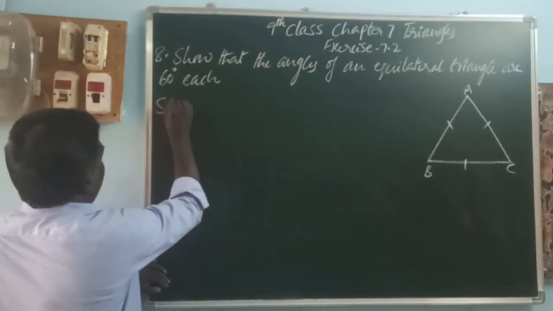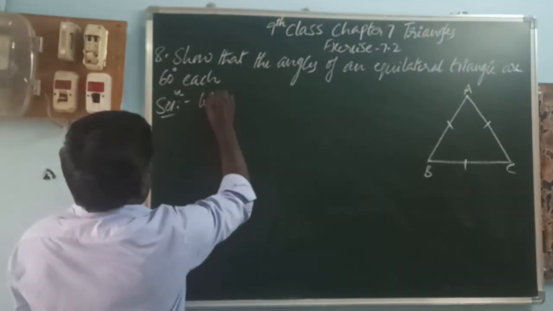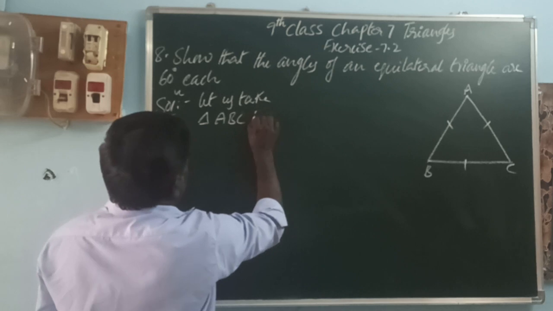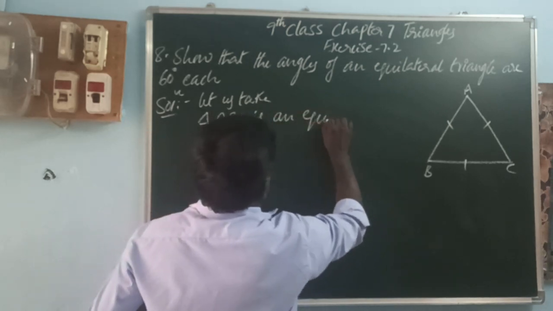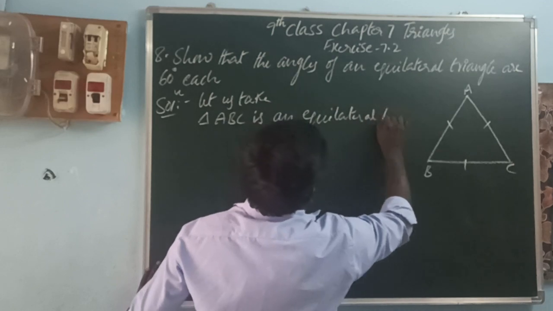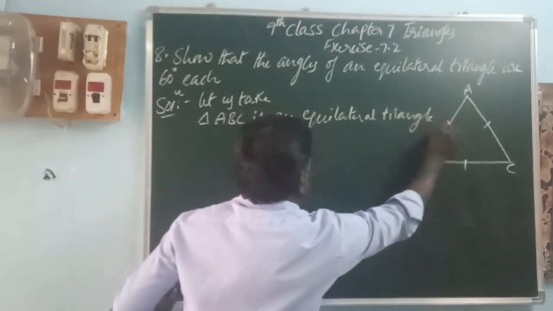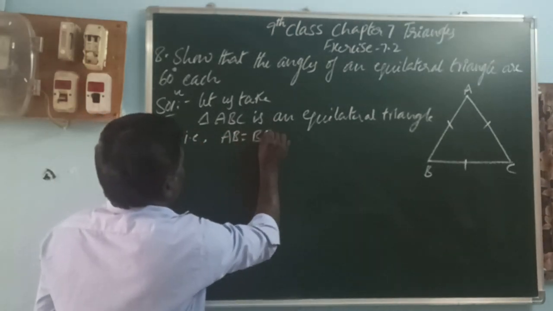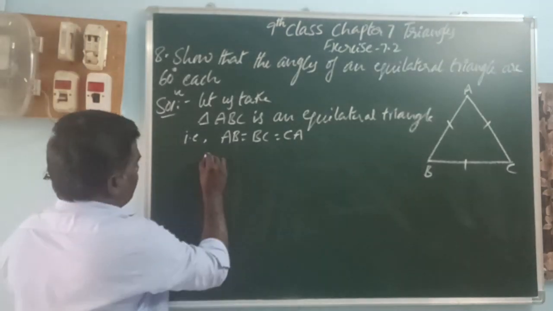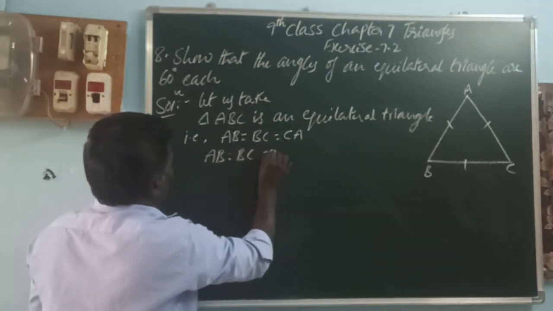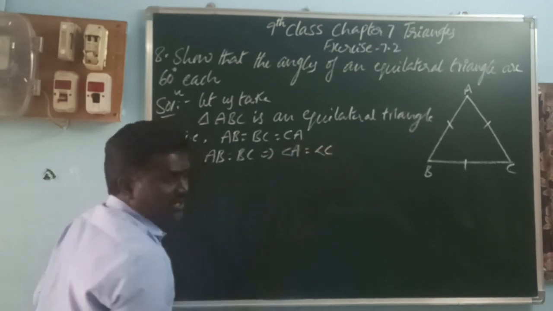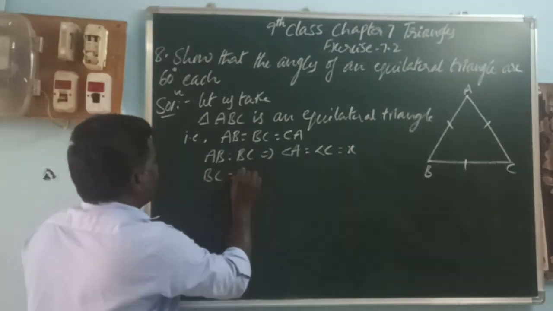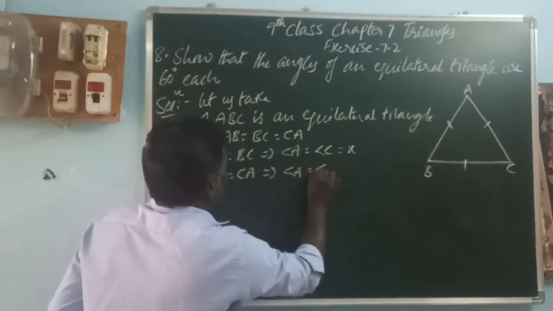So here, let us take triangle ABC is an equilateral triangle, that is AB is equal to BC is equal to CA. So AB is equal to BC, then its opposite angles are equal, angle A is equal to angle C. So each angle we don't know, let us take x. Next, BC is equal to CA, then angle A is equal to angle B.